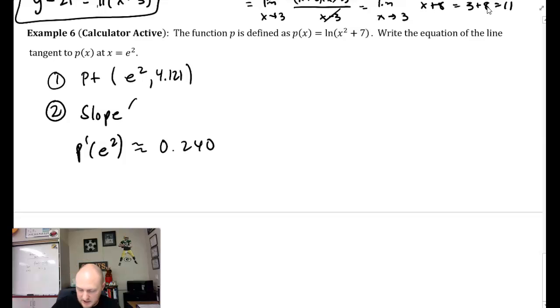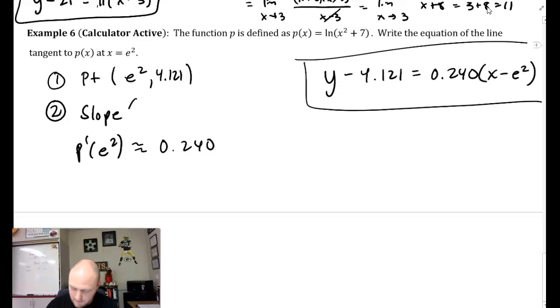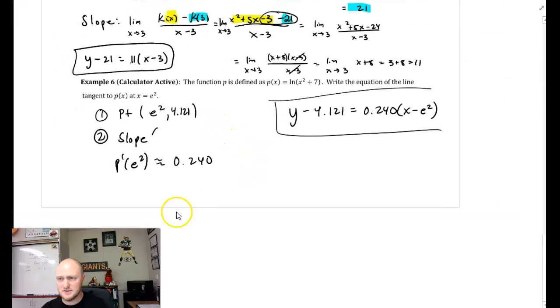So the equation of a line: y minus y1, 4.121, is equal to our slope, 0.240, times x minus x1, which is e squared. There you have it. That is writing equations of lines. I hope you learned how to write the equation of a line in this video.